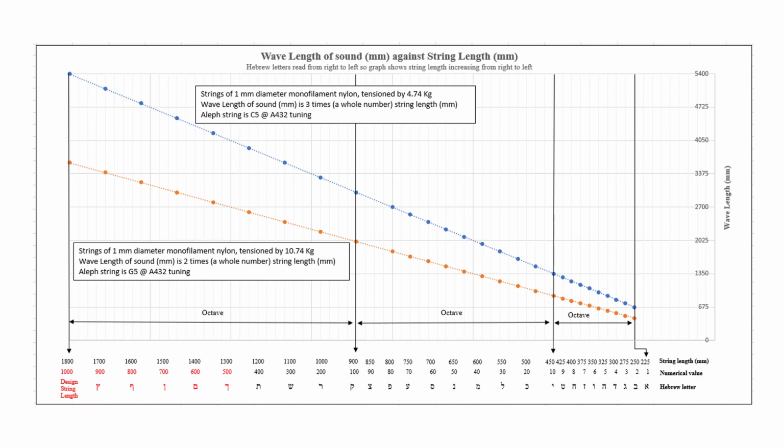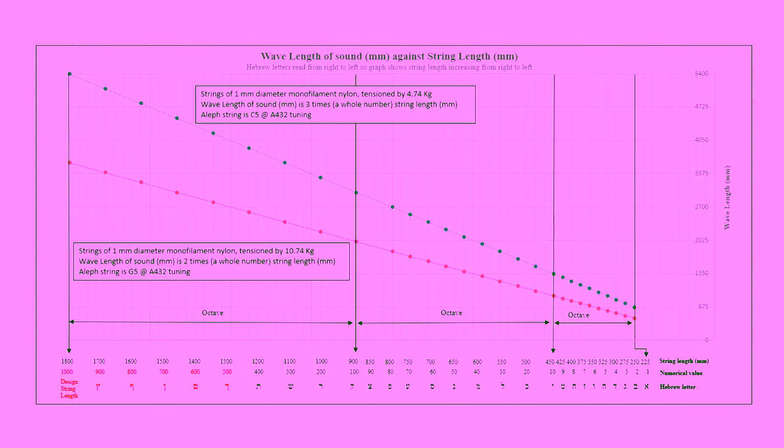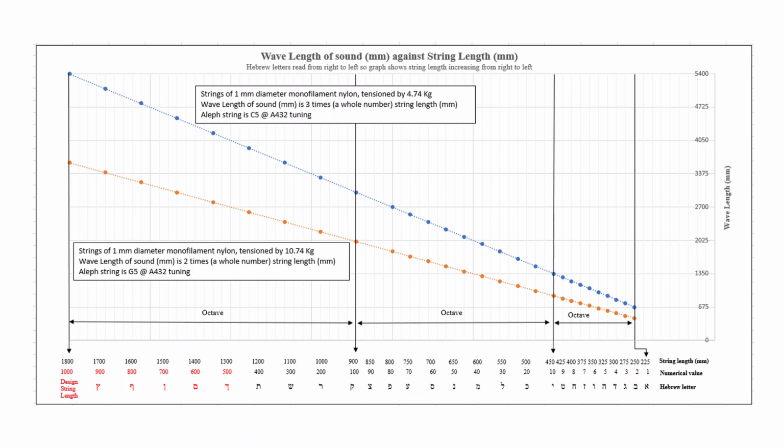The 4.74 kilograms makes the Aleph string C5 at 432 tuning. The 10.74 kilograms makes the Aleph string G5 at 432 tuning. Note the wavelength of sound is directly proportional to string length. Each octave is divided into 9 equal divisions, giving 10 notes per octave.